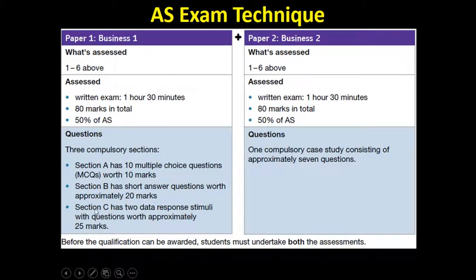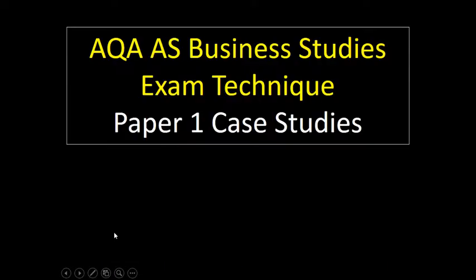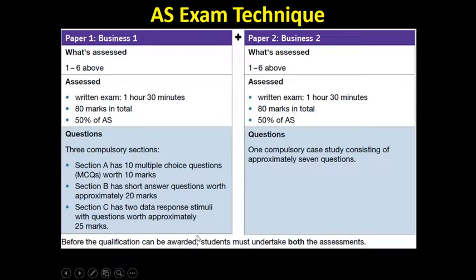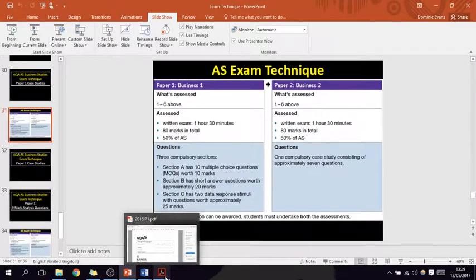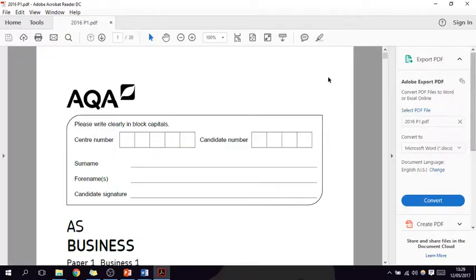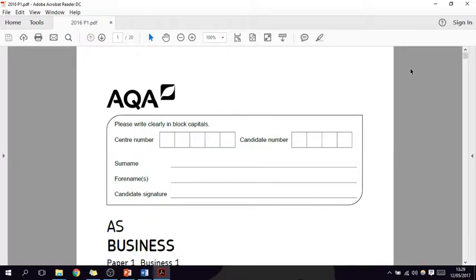Looking at paper 1 here, you've answered the multiple choice questions. Perhaps you've answered the short answer questions as well, and now you're at section C, 2 data response stimuli questions worth about 25 marks each. This is what the exam paper looks like.